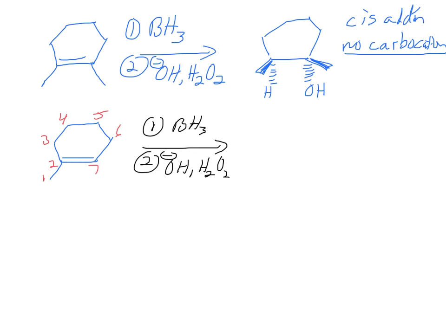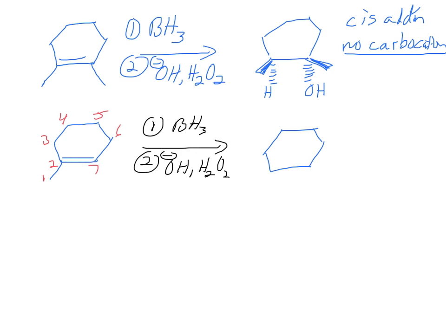Maybe we're not ready for that then. I'll show that after I show this example. Let's see where the OH ends up, because again here, the OH is either going to end up on carbon 2 or carbon 7. But with BH3, we actually end up with the OH on the less substituted carbon.